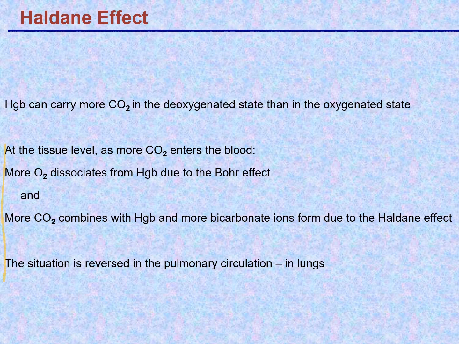At the tissue level, more CO2 is entering into the blood. More O2 is dissociating from hemoglobin due to the Bohr effect. Remember, with more CO2, you have a lower pH, a higher hydrogen ion concentration. So more O2 dissociates due to the Bohr effect. And due to the Haldane effect, more CO2 can combine with the hemoglobin, and therefore more bicarb ions can form. And when you get up into the lungs, the whole situation is reversed. In the lungs, there's a high PO2 environment, therefore more O2 gets picked up, and more CO2 is released.